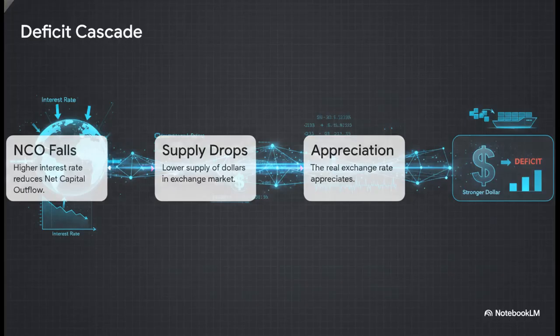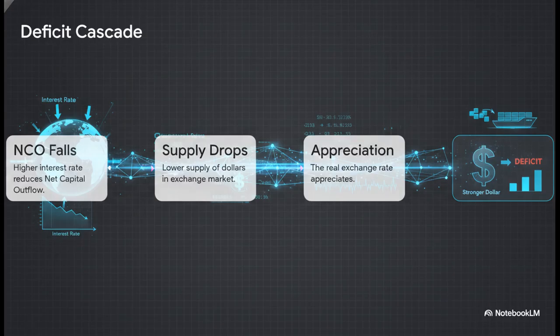So how does this ripple across our bridge? Well, because the domestic interest rate is now higher, net capital outflow shrinks. Fewer people are investing abroad. That's step 1. Step 2, that reduced NCO means there's suddenly a lower supply of dollars floating around in the foreign currency exchange market. Step 3, this scarcity causes the real exchange rate to appreciate, the dollar gets stronger.